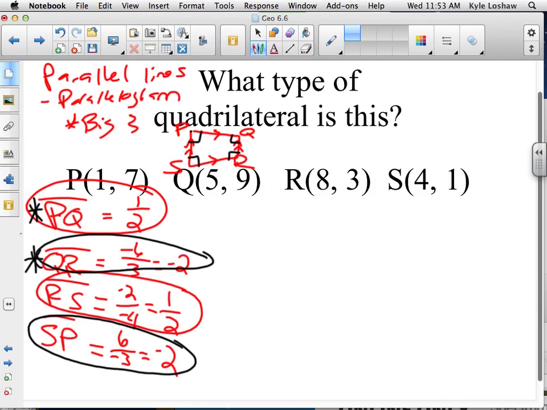We're going to compare consecutive sides. Because if it's a square, all 4 sides are congruent. If it's a rectangle, only the opposite sides. So we're going to compare PQ and QR. We're going to use the distance formula to compare PQ and QR. If they're the same, it's a square. If they're different, it's going to be a rectangle.